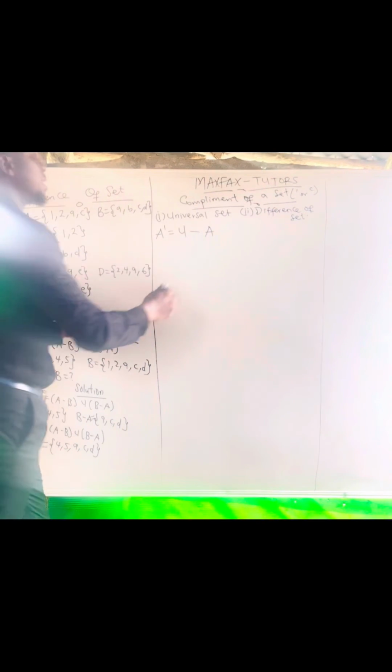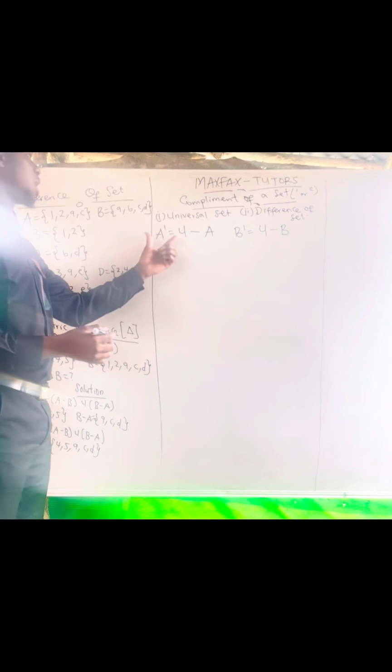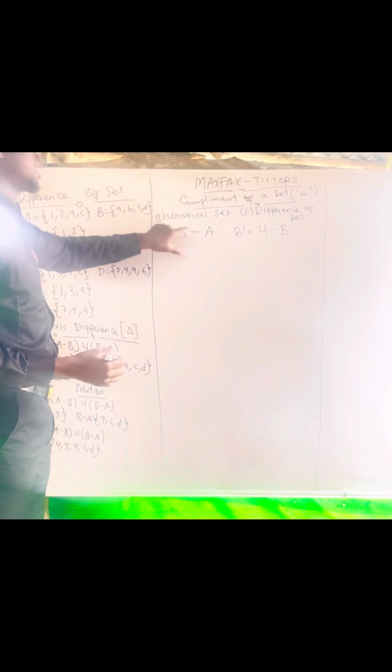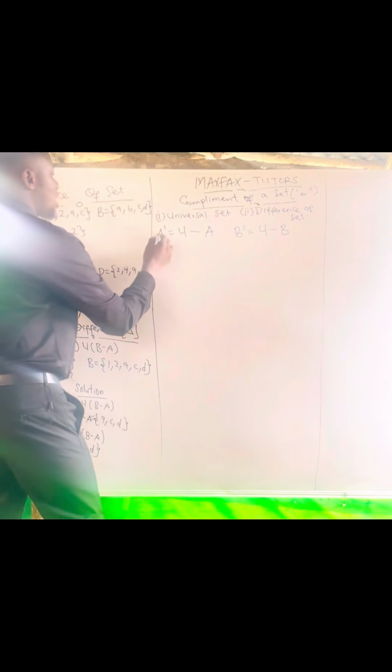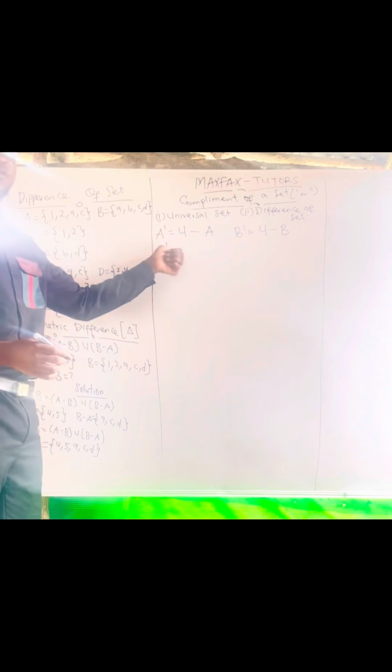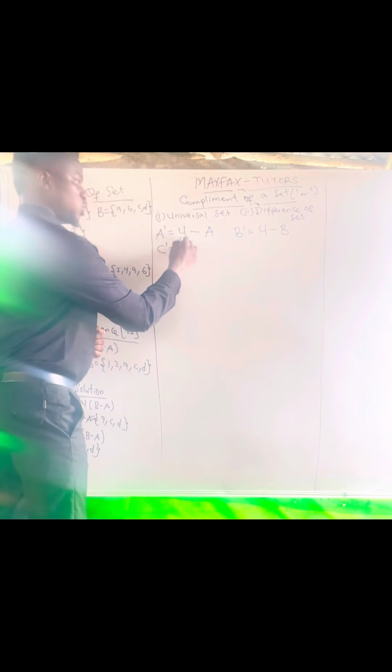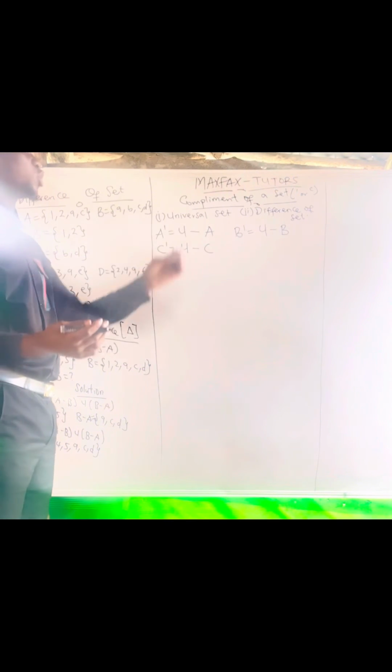This is the general formula for A complement. Let's say you were asked to look for B complement, guys. What would that be? Universal set difference B. Do you get that? So whenever you want to write the formula for complement, you firstly write the universal set, then difference and the set. Let's say you are looking for C complement. Everybody, what's the formula for C complement? That is universal set minus C. Also, if it is D complement, you are going to do the same thing.